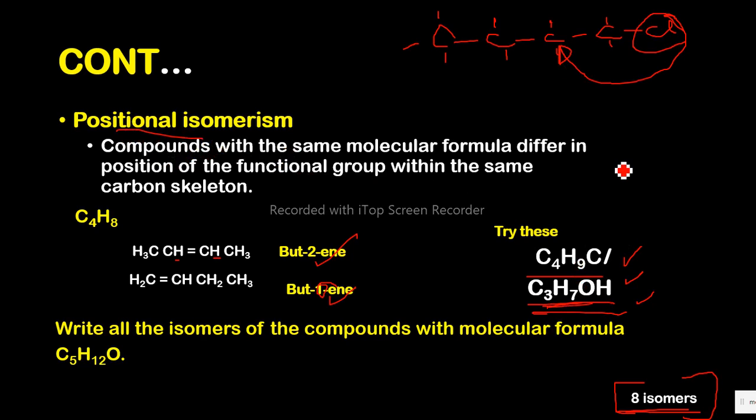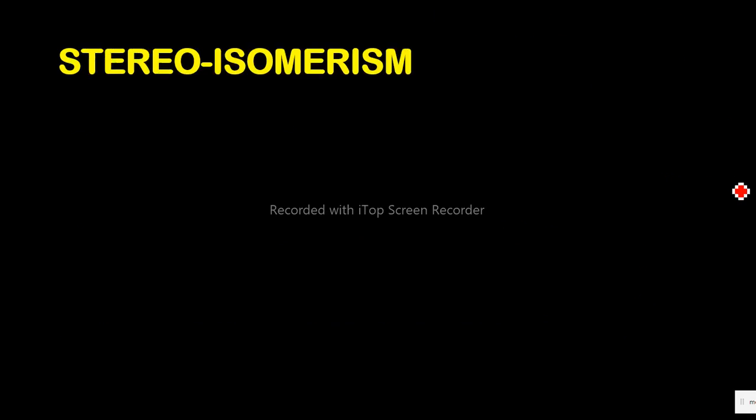Then for this, it is CH3, CH2, CH2OH. It can be n-propanol. Or if I shift this functional group and put it here, it becomes a secondary alcohol, and that one becomes propan-2-ol. That was brilliant. Okay? So let's proceed. Now that was structure isomerism.